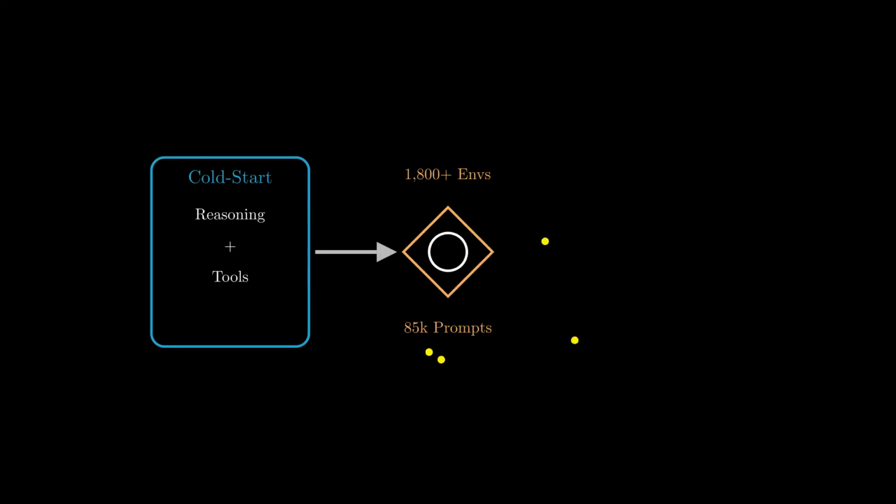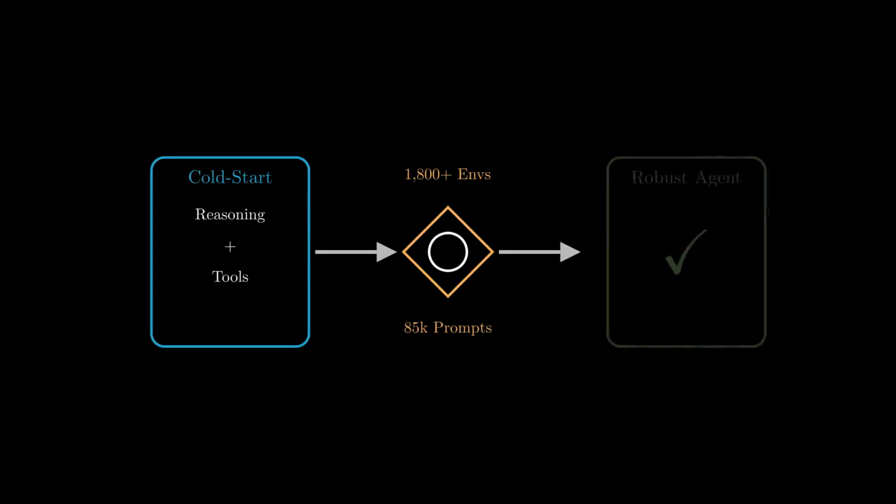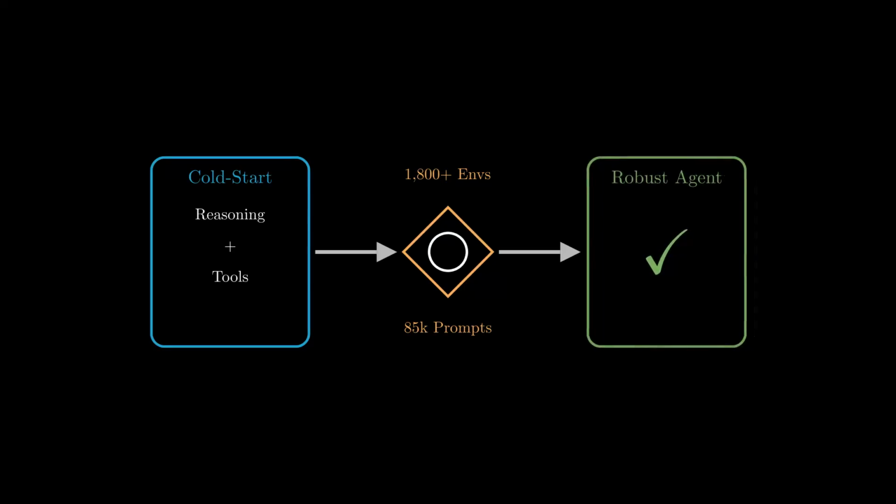Instead of relying solely on human annotated data, the system generates its own training ground. It synthesizes over 1,800 distinct environments and 85,000 complex prompts. Imagine the model practicing in thousands of virtual simulations, from coding terminals to web browsers, refining its skills at a massive scale. This massive synthetic training data feeds into the reinforcement learning process, resulting in the final output, a robust agent. This agent doesn't just answer questions. It generalizes. It can navigate interfaces and execute tasks with a level of proficiency that rivals proprietary systems, effectively closing the open source gap in agentic capabilities.